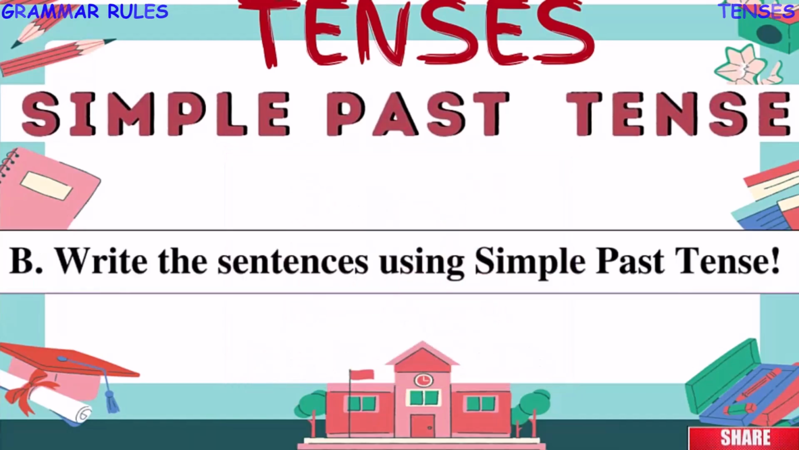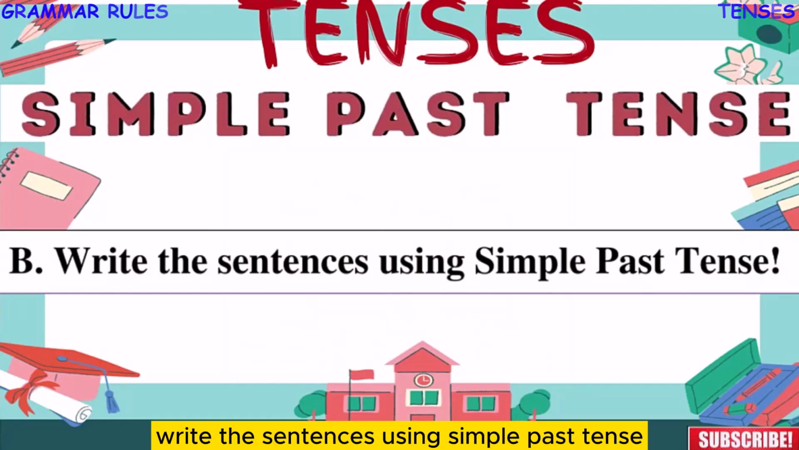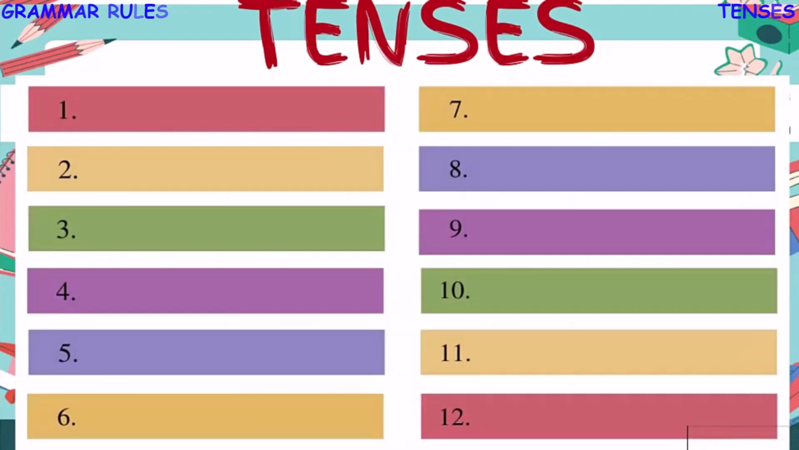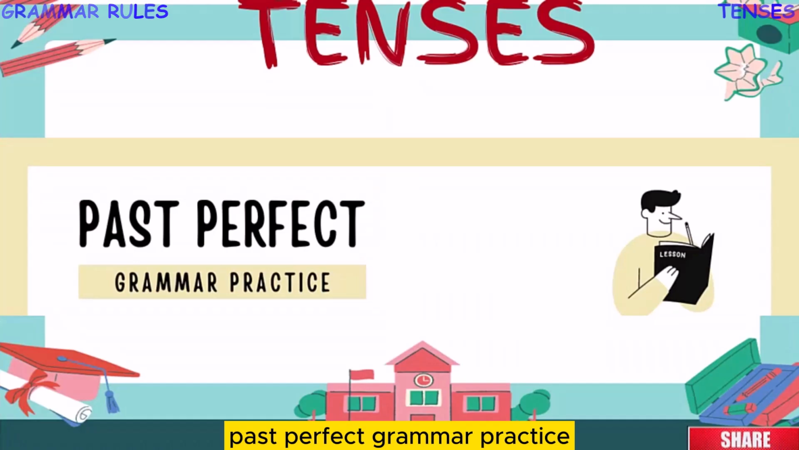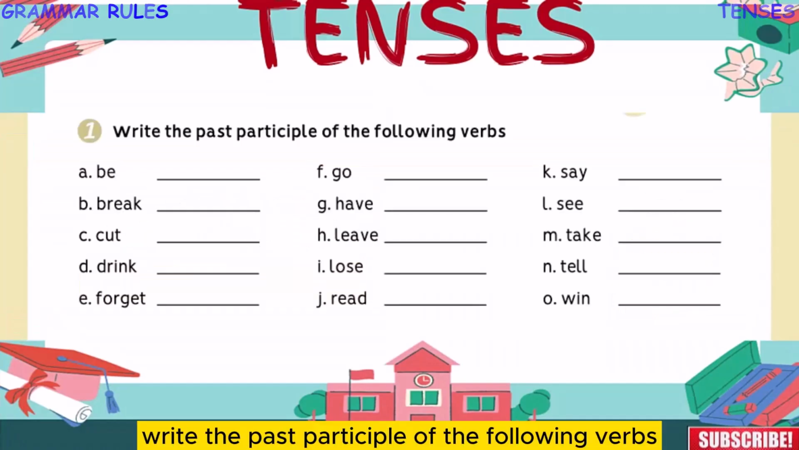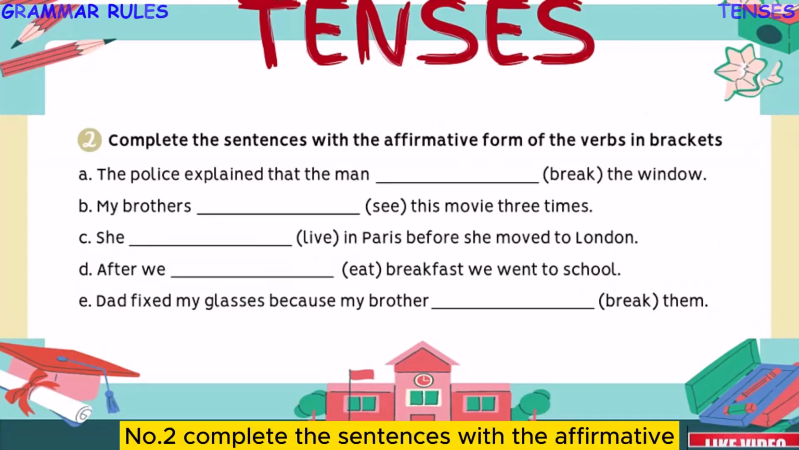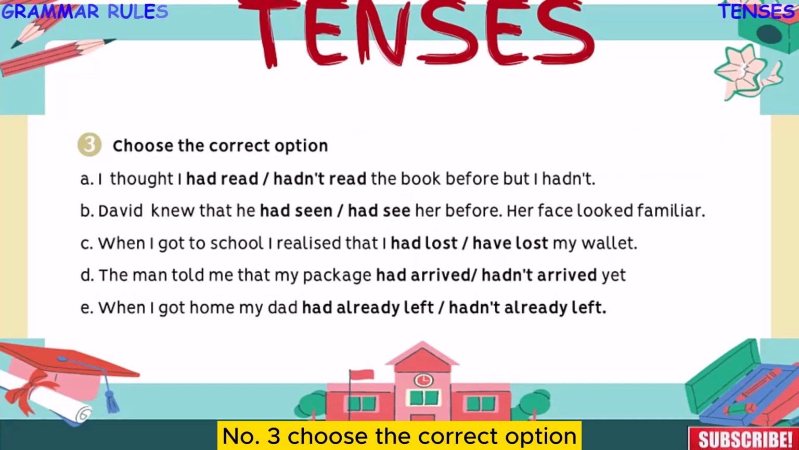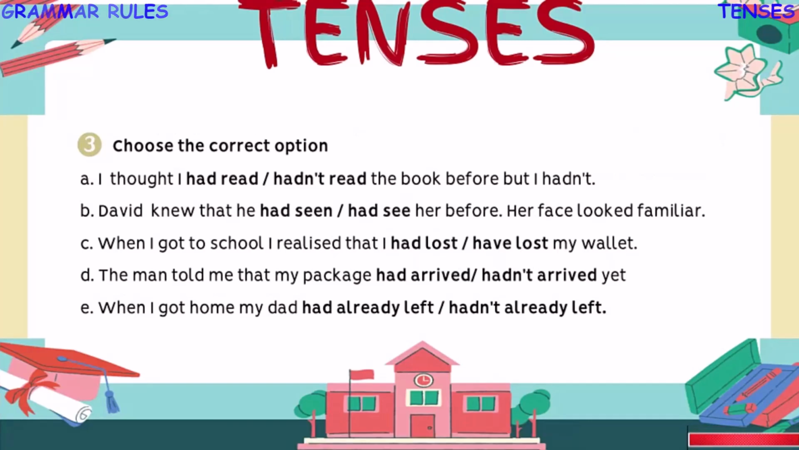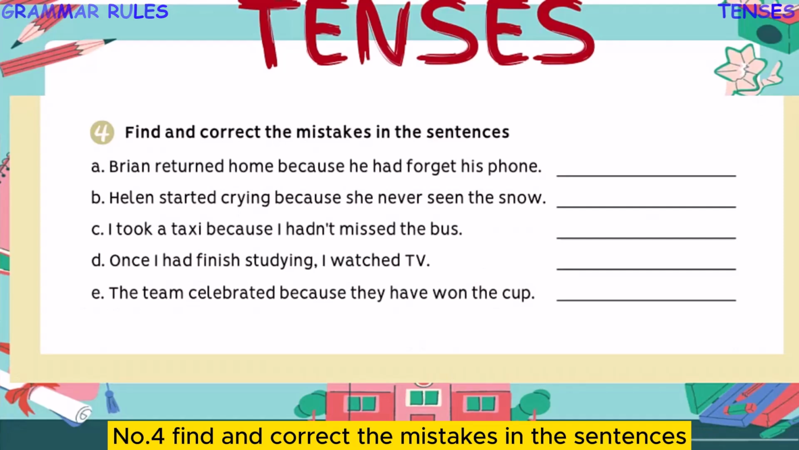Part B. Write the sentences using simple past tense. Past perfect. Grammar practice. Write the past participle of the following verbs. Number 2. Complete the sentences with the affirmative form of the verbs in brackets. Number 3. Choose the correct option. Number 4. Find and correct the mistakes in the sentences.